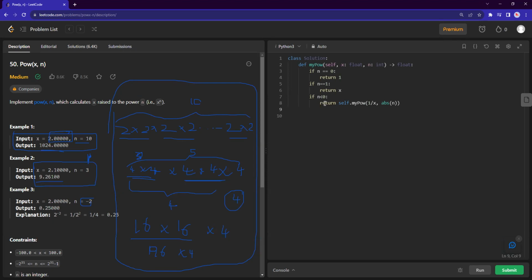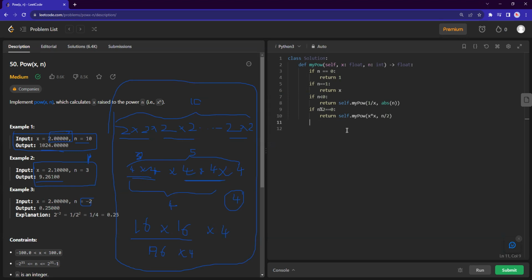And the next case, which is n divisible by 2, we return self dot myPow of x multiplied by x, and n divided by 2. Because when x multiplies by itself, it halves the number of values that we have to deal with. So 2 times 2 becomes 4, and 4 to the power of 5 is what gives us 2 to the power of 10.